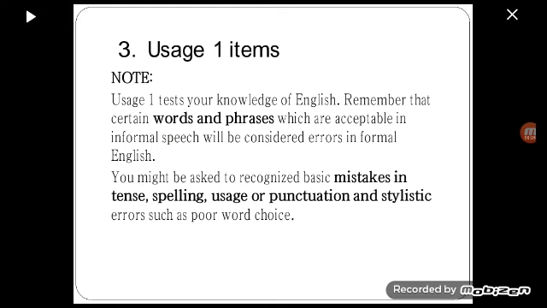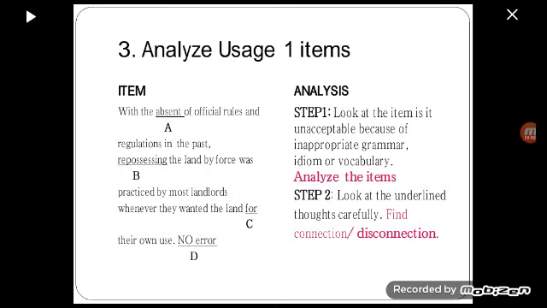Let's look at our third item, usage 1. Now, for those of us who are acquainted with CSEC items, we understand usage 1 items to speak to particular areas like tense, spelling, usage, or punctuation and stylistic errors. Stylistic errors are errors that are poor word choice. Let's look at the item we have here.